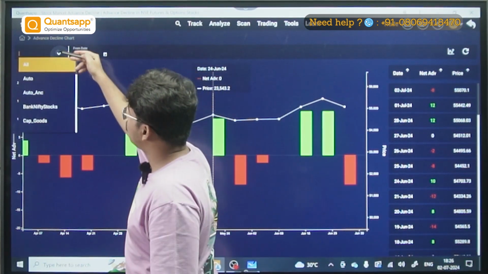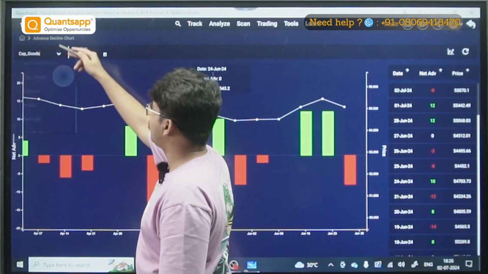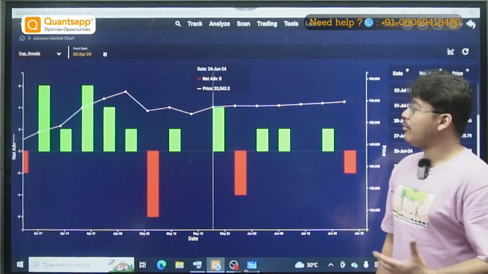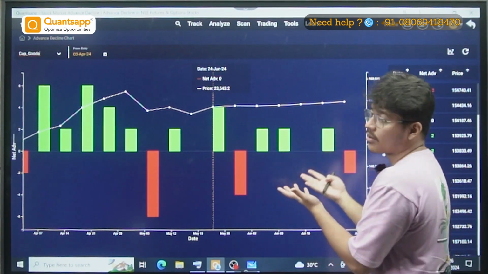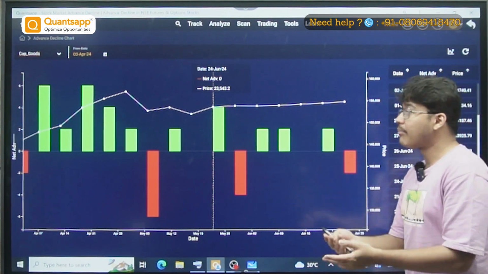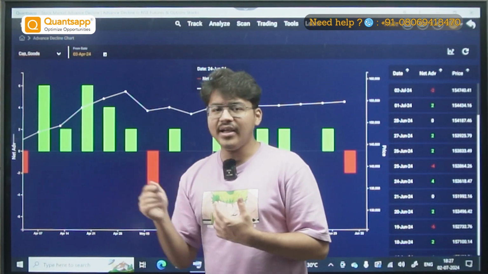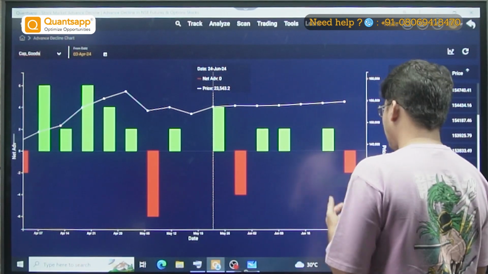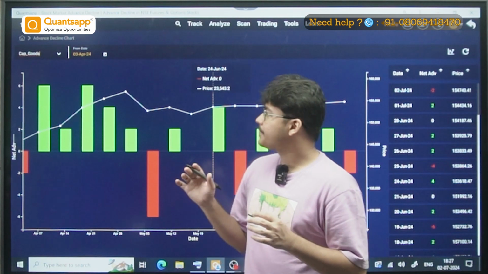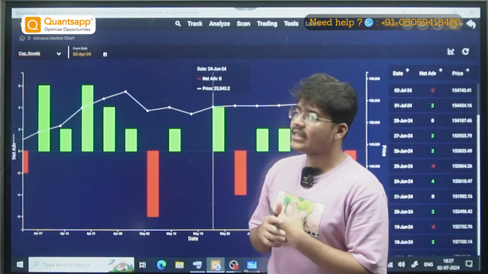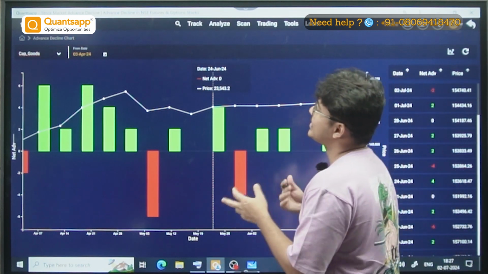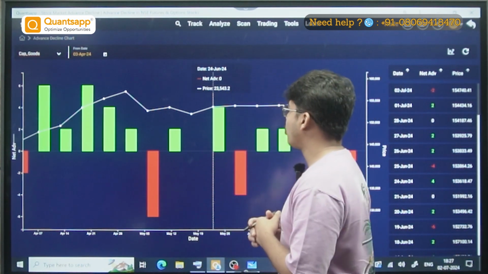Let's say I go to capital goods, just for example. I can see capital goods has majorly green bars. I would say that capital goods could go further up. So in that case, I could go for a bullish trade in some of the stocks from the capital goods sector. That is how you can identify these things. It's quite simple, quite easy, and quite intuitive to understand. Based on this, you can identify the overall sentiment of the market or of the sector.